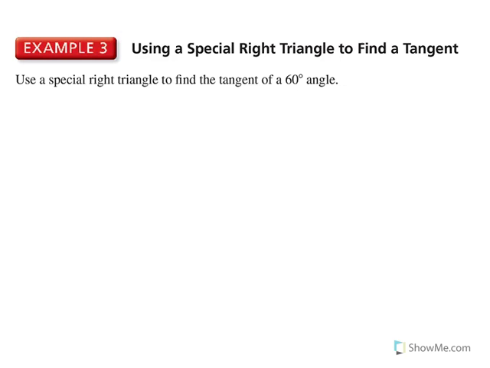In example 3, we're going to use a special right triangle. So it says use a special right triangle to find the tangent of a 60-degree angle. Okay, remember we have 2 different types of special right triangles. We have our 45-45-90 and we have our 30-60-90. Okay, since this angle is 60 degrees, that means we need to use our 30-60-90.